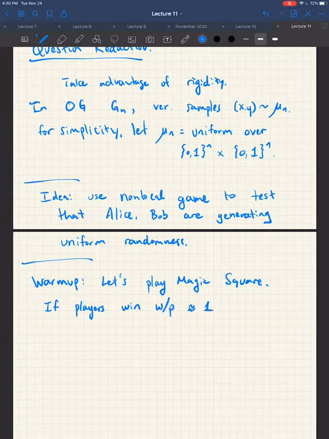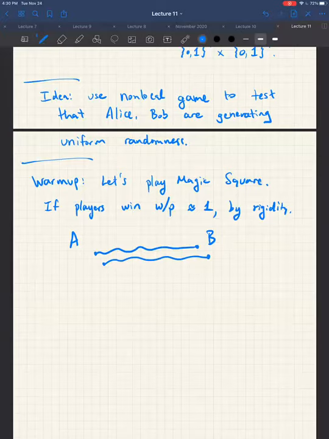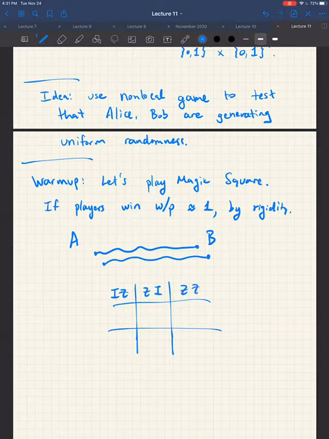They win with probability close to 1. By rigidity, Alice and Bob must be sharing 2 EPR pairs. And they're going to perform these Pauli measurements that are specified by this 3x3 grid of observables. We saw this a few lectures ago. I'll write down the operator solution again. So we had XX, XZ, ZX, YY.